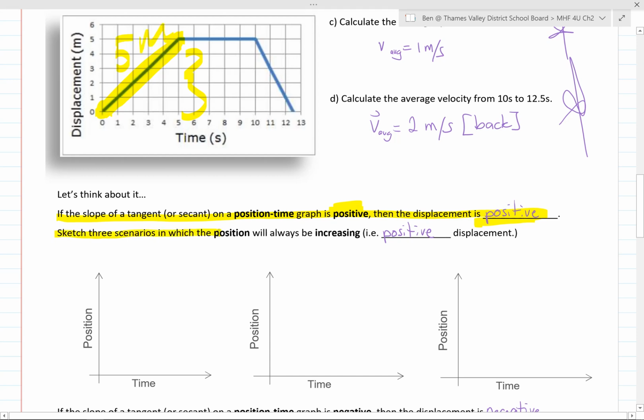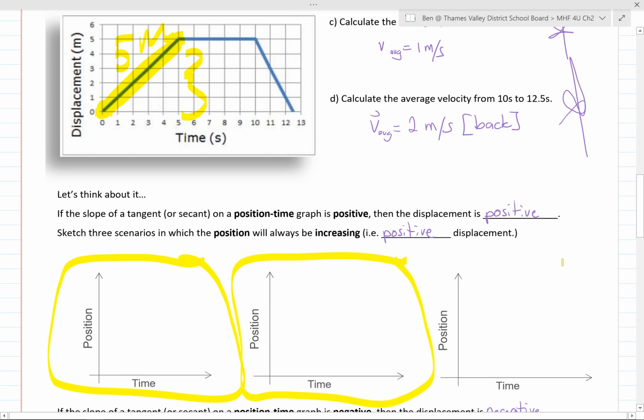We want to sketch 3 scenarios in which the position will always be increasing, i.e., that means that we're working with a positive displacement. So when we're thinking about that, I really want you to pause the video here and try and imagine 3 different shapes that are always going up.